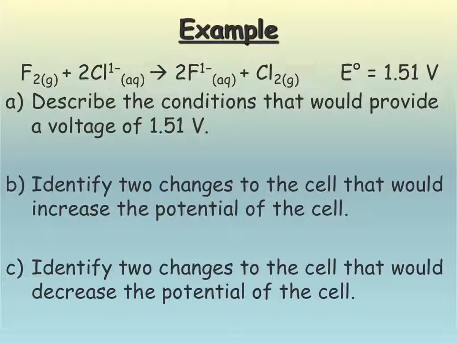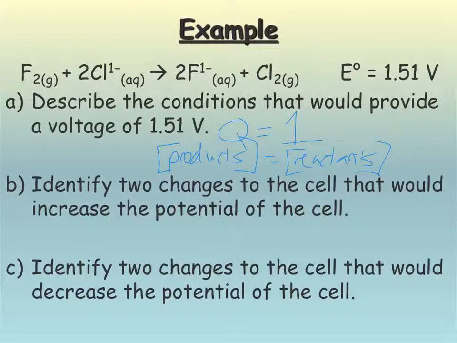All right, so looking at this particular reaction, it wants to know what conditions would provide a voltage of 1.51 volts. In order for it to be 1.51 volts, we know that our Q needs to be equal to 1. What that basically means is that the concentration of our products needs to be equivalent to the concentration of our reactants. We also need to be at 1 atm because we do have gaseous species in our reaction, and we also need to be at 25 degrees Celsius.